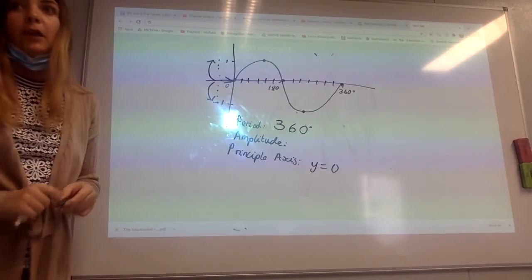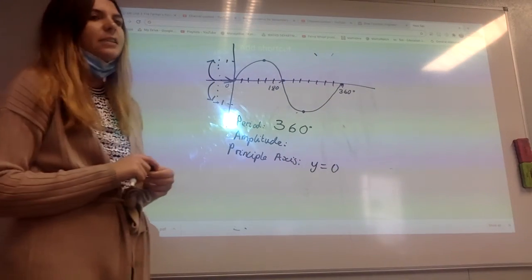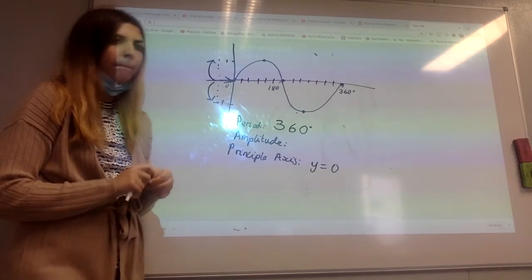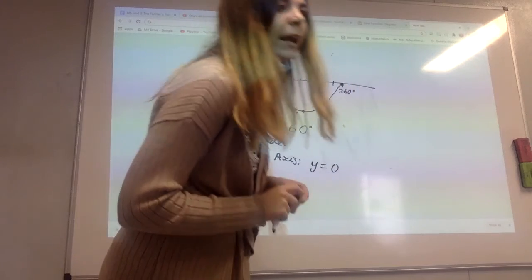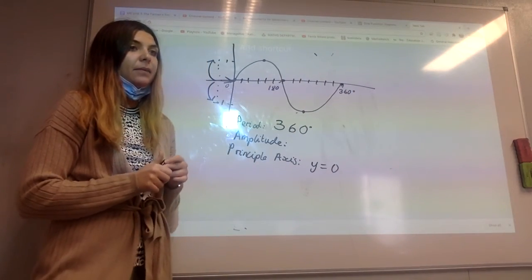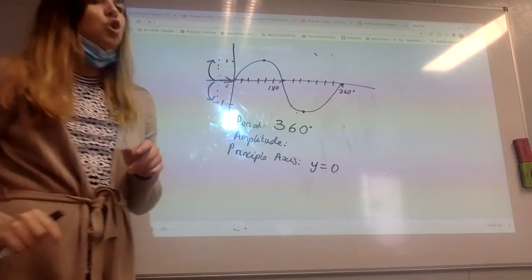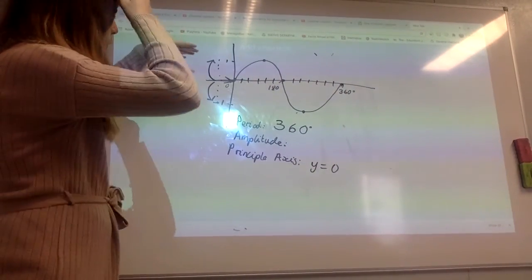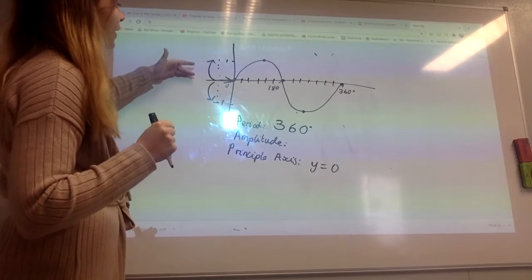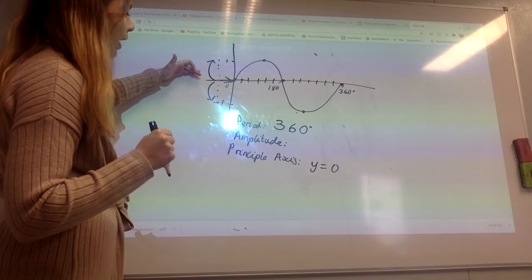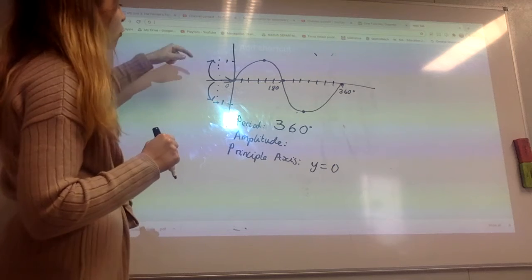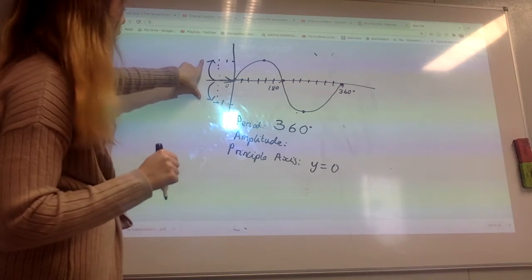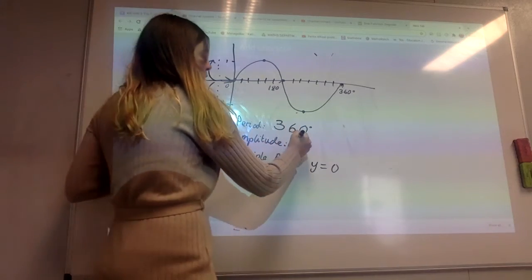Good try. Lance is giving me a suggestion of 2. That's not quite right. Thank you, Ben. That's a common mistake. The reason why it's not 2 is that the amplitude is just half of it. It's just going from the principal axis to the maximum, or from the principal axis to the minimum. It's not the whole distance of the graph. So the amplitude is simply going to be 1.